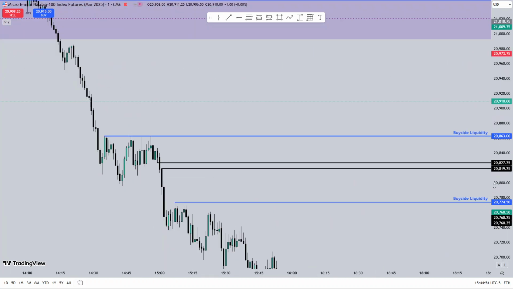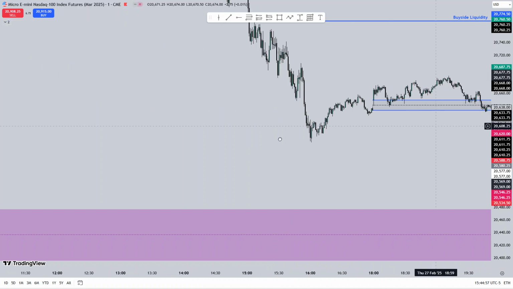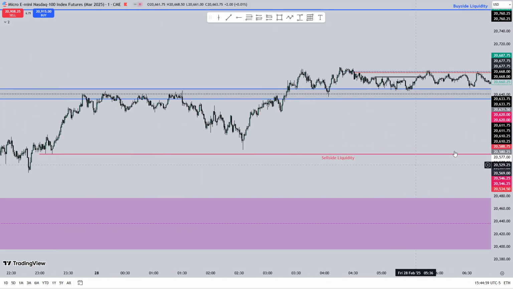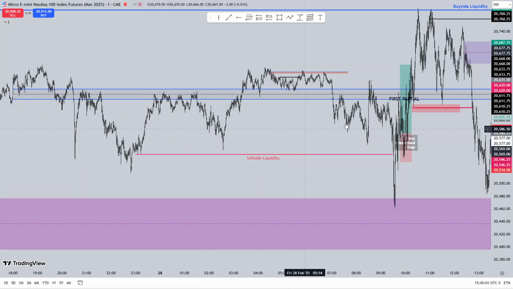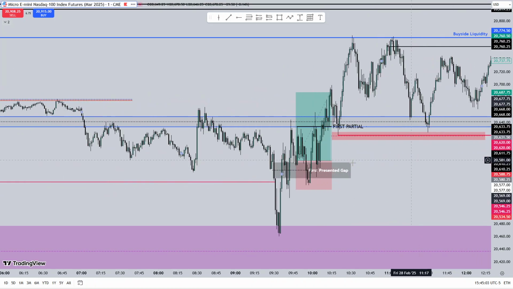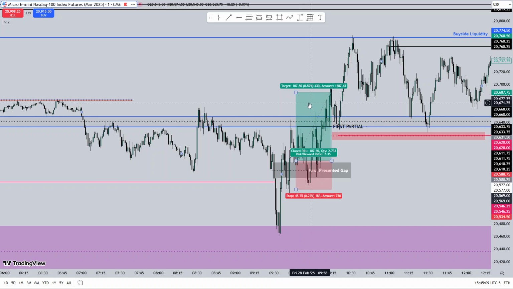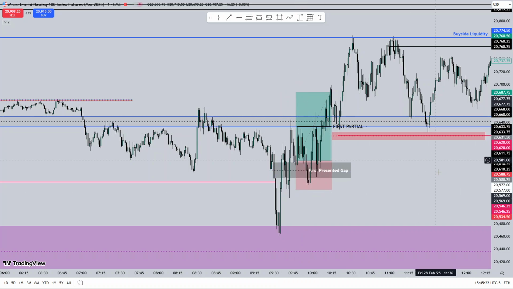After that, this is my Friday price action. These were my sell side liquidity. This is my high-end side. I didn't take this entry. I was in front of my chart, but I didn't take this entry because, see the stop loss, it's 45 handles, so I didn't take this entry.